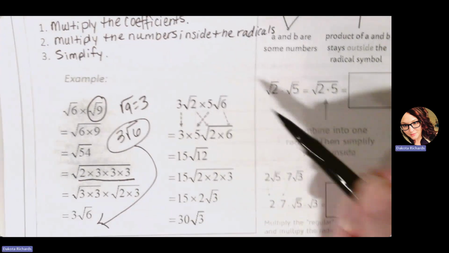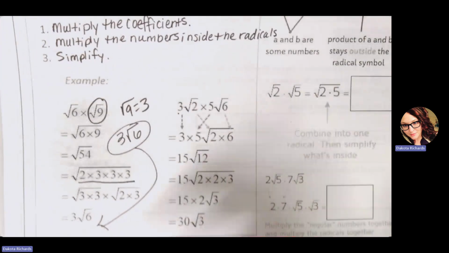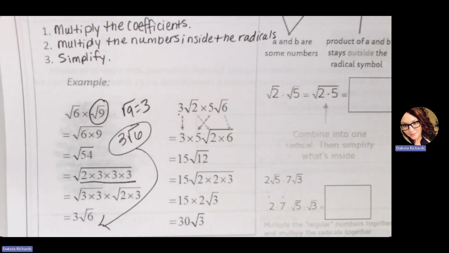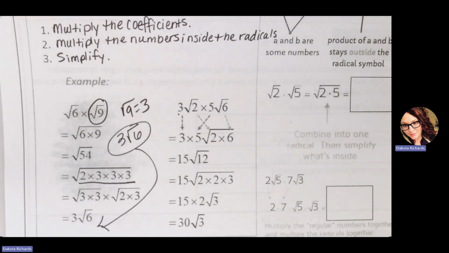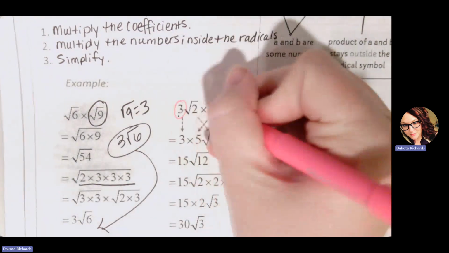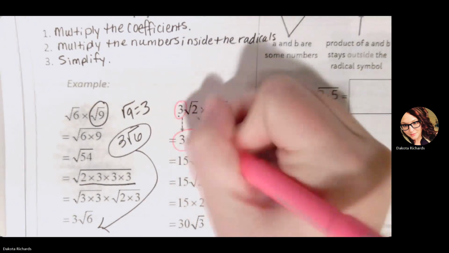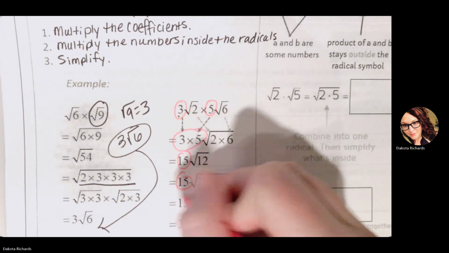Basically for these, if you have a number outside the radical, it stays on the outside. So outside stays with outside, inside stays with inside. On this next example, we have 3 square root 2 times 5 square root 6. So the 3 and the 5 are on the outside, and that gives you 15.